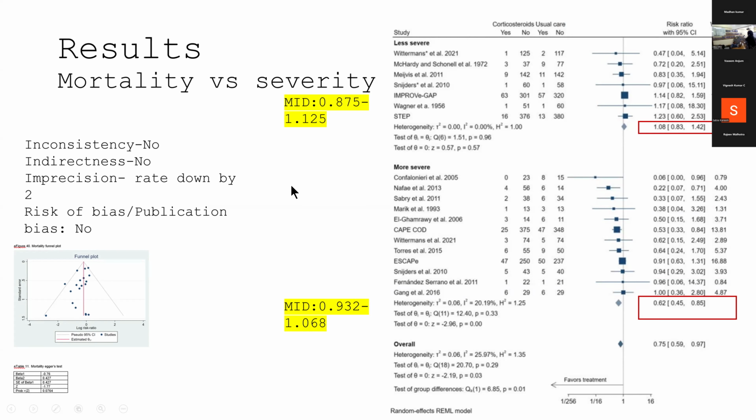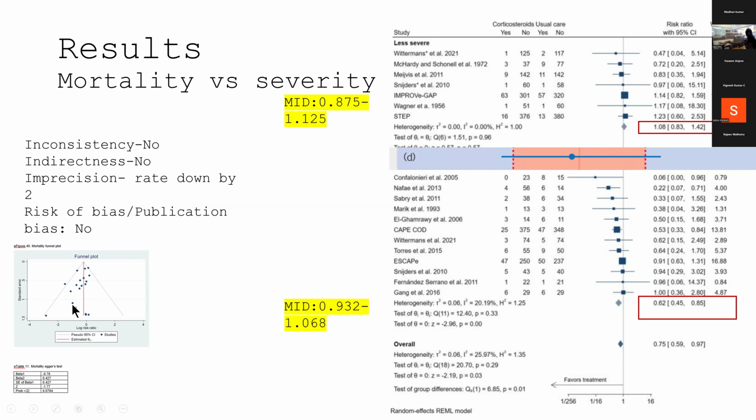Is it imprecise? What is your point estimate here? 1.08. Here your confidence interval is 0.83 to 1.42. If you look at your MID, it is 0.875 to 1.125. Your confidence interval is crossing your MID on both sides. So how many times will you rate it down for imprecision? 2. So I will rate this down by 2.